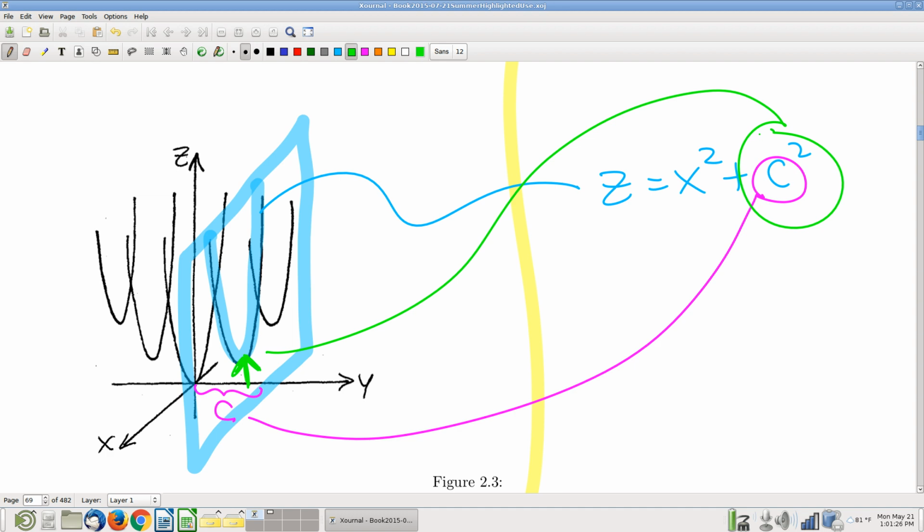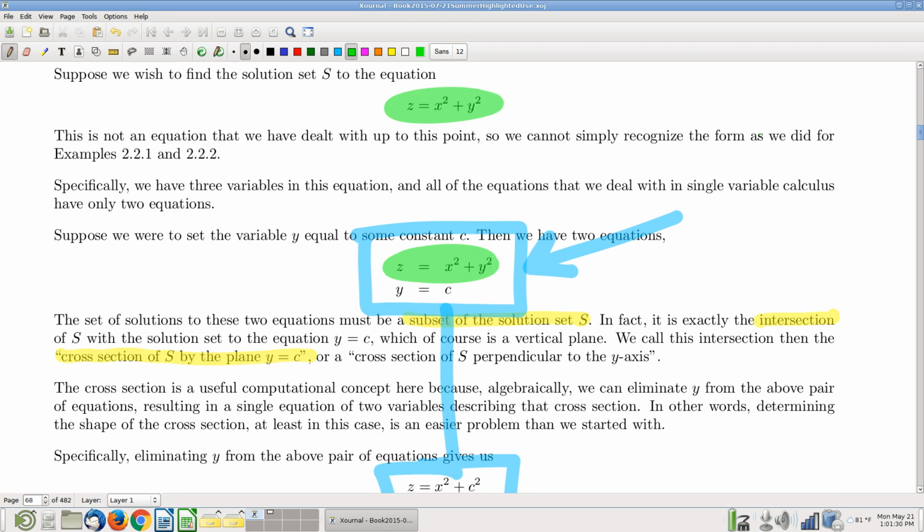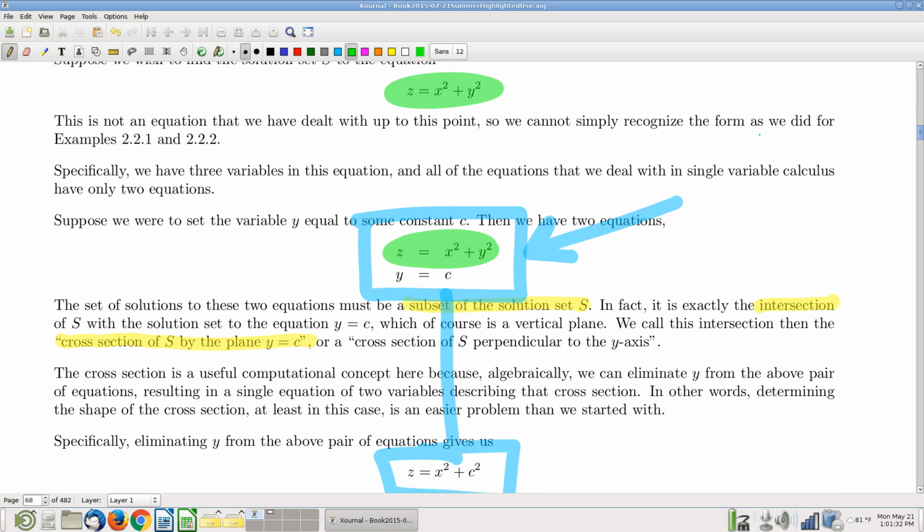Okay. Now you can play this same game for other variables, right? Arbitrarily, free country, and all that. I just decided, no, I think I'd like to set y equal to a constant. Why?